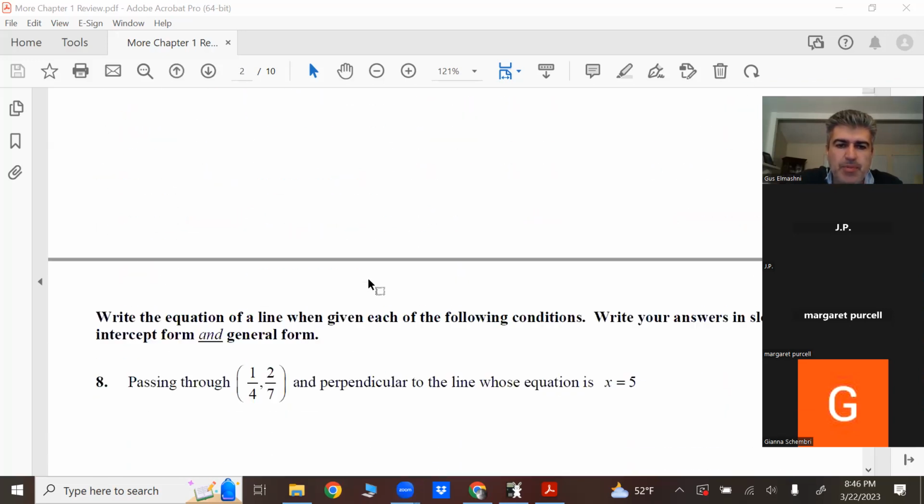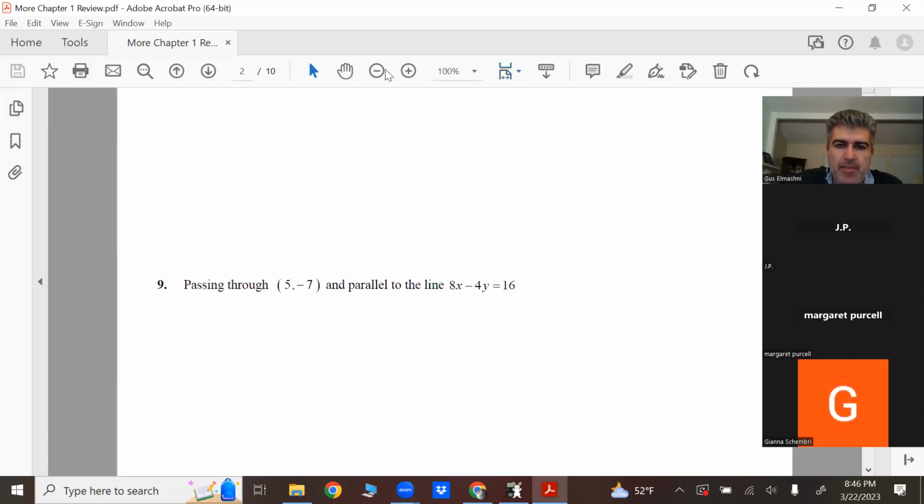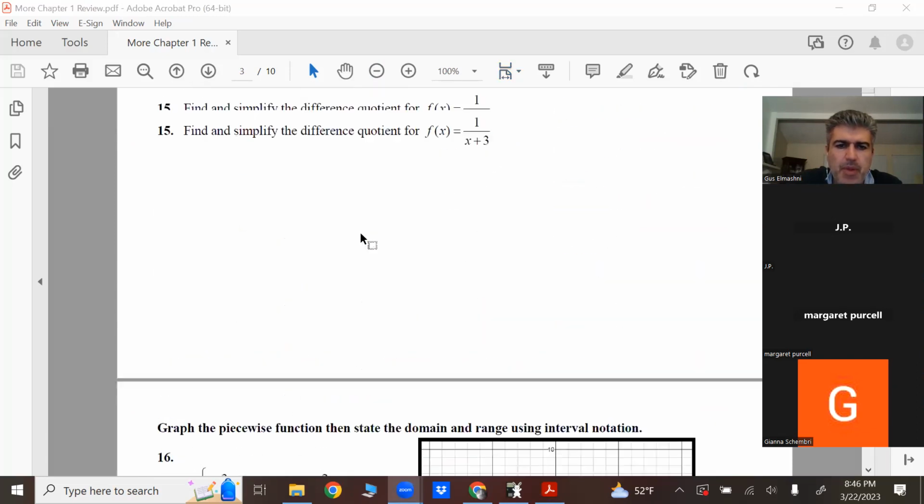Let's do a difference quotient. I'm going to jump to that, and then I'll do transformations after that, and then I'll field other questions, or we'll just do other problems. Okay, here we go.